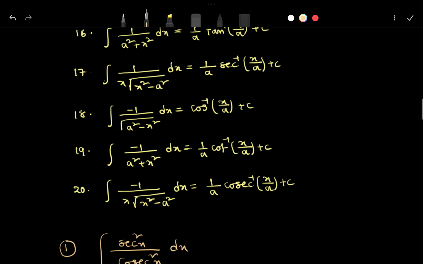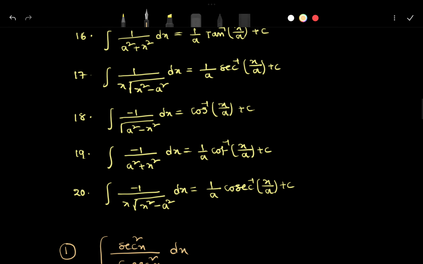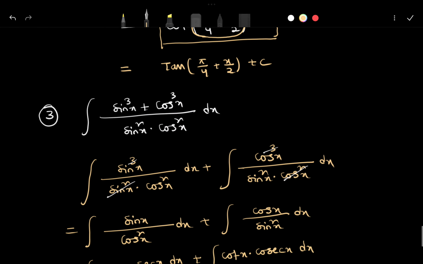So the integration of secant x into tan x will be secant x plus c. Integration of cosecant x into cot x will be minus cosecant x plus c. This is the final result. So this is the next problem. Next, you see, one more question we'll discuss.